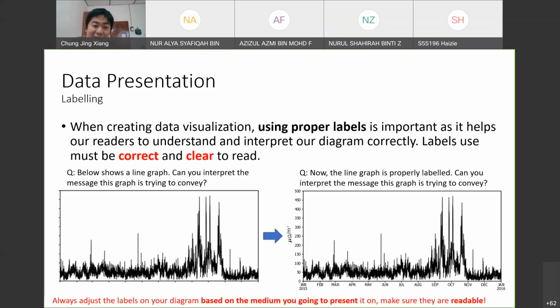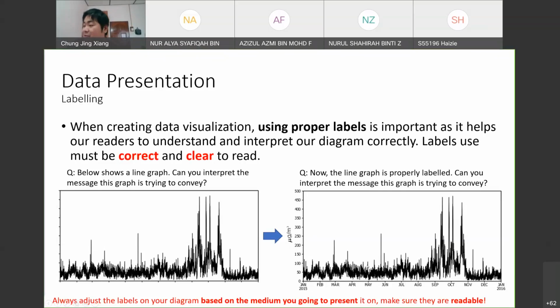But actually it's not. If you label properly, you will see, okay, this value is actually microgram per meter cube, and you have time on the axis. So this tells you this is actually observation data. Observation data of something with mass per volume. This is actually PM10, particulate matter with a size of 10 micron, sorry, not 10 microgram, 10 micron, meaning the size is 10 micrometer.